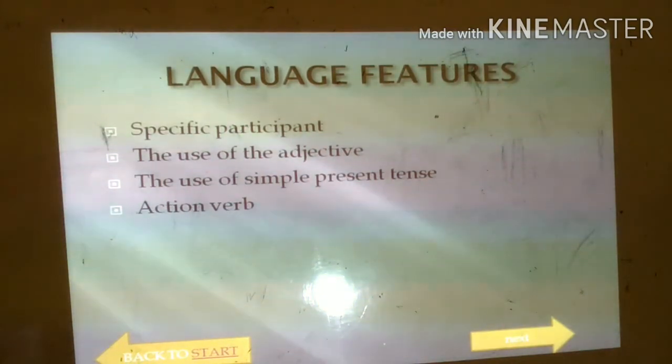And the second, the use of adjectives. The adjective is to clarify the noun. For example, beautiful beach, high building, old temple, and etc. And the third, the use of simple present tense. Because it tells about the fact of the object described or the general truth of the object.